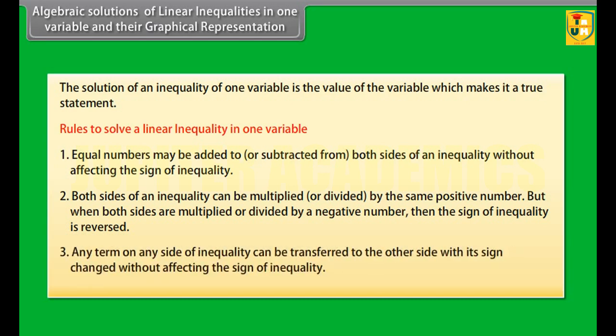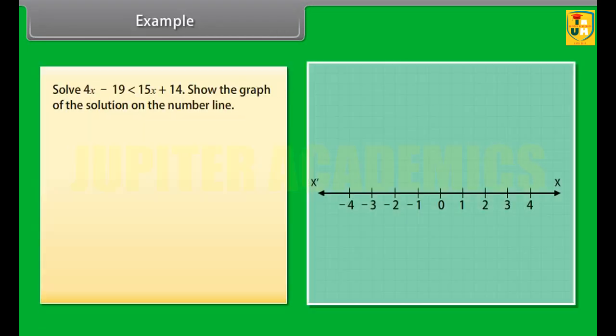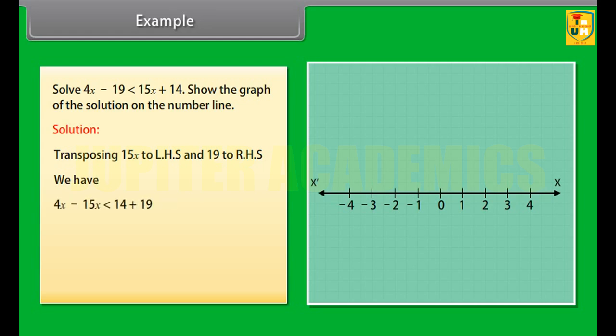Number 3. Any term on any side of inequality can be transferred to the other side with its sign changed without affecting the sign of inequality. Example. Solve 4x minus 19 less than 15x plus 14. Show the graph of the solution on the number line. Solution. Transposing 15x to LHS and 19 to RHS, we have 4x minus 15x is less than 14 plus 19, or minus 11x is less than 33.